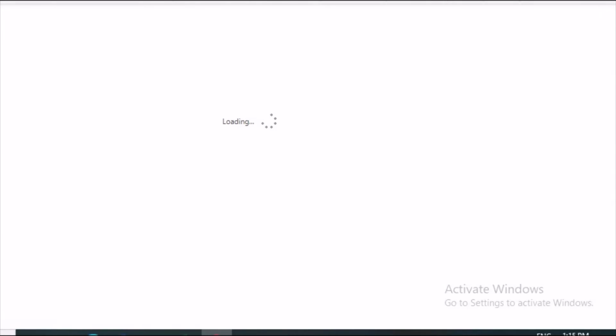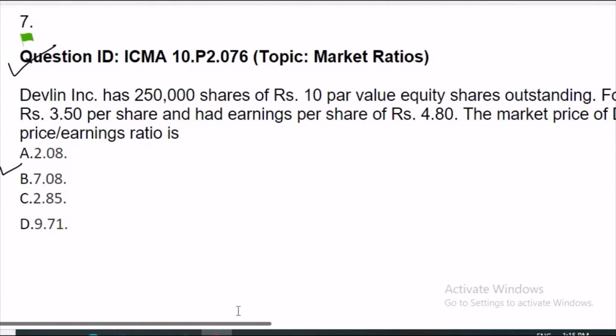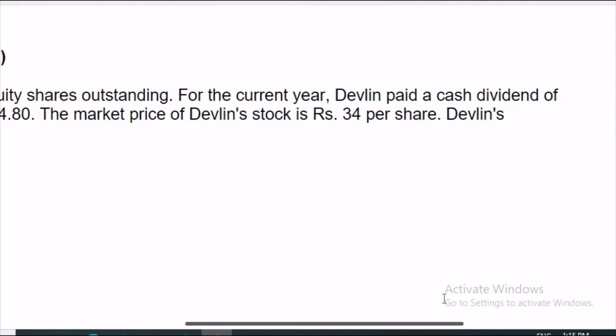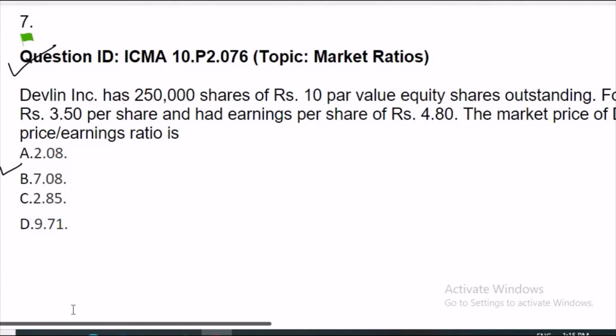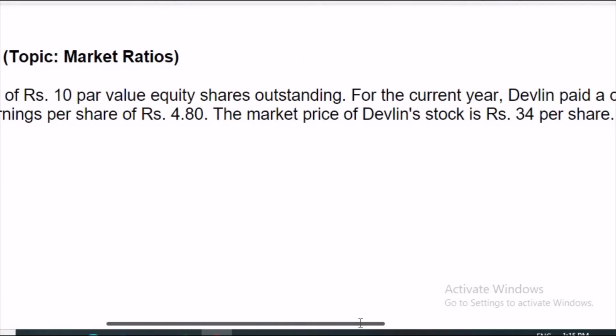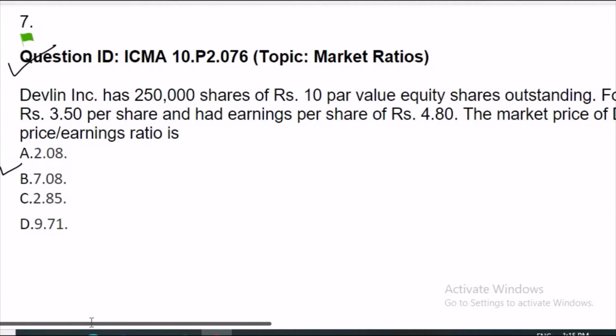Now next, P/E ratio. Devel has 2,50,000 shares of 10 par value equity shares outstanding for the current year. Devel paid a cash dividend of rupees 3.50 per share and had earnings per share of rupees 4.80. The market price of the stock is rupees 24 per share. The dividend price earning ratio is 7.08. How did it come?